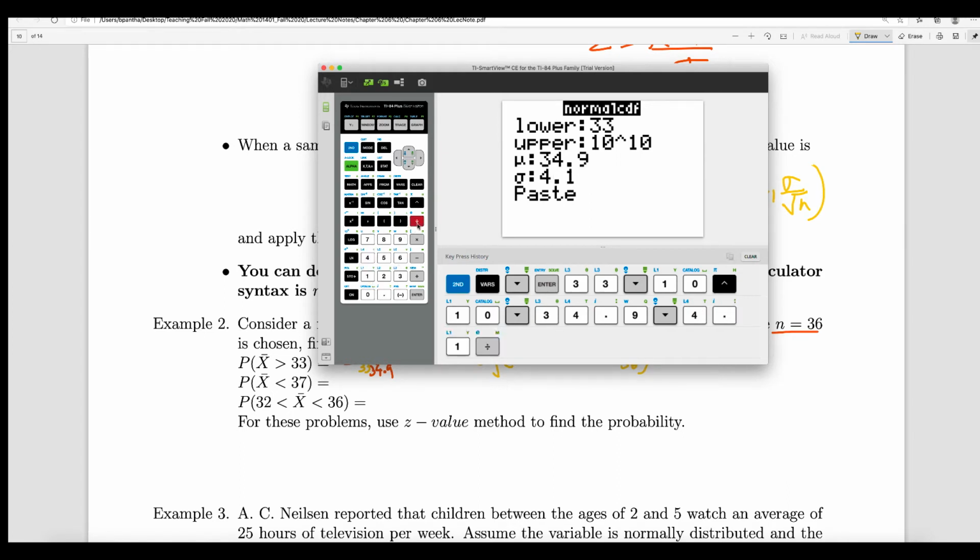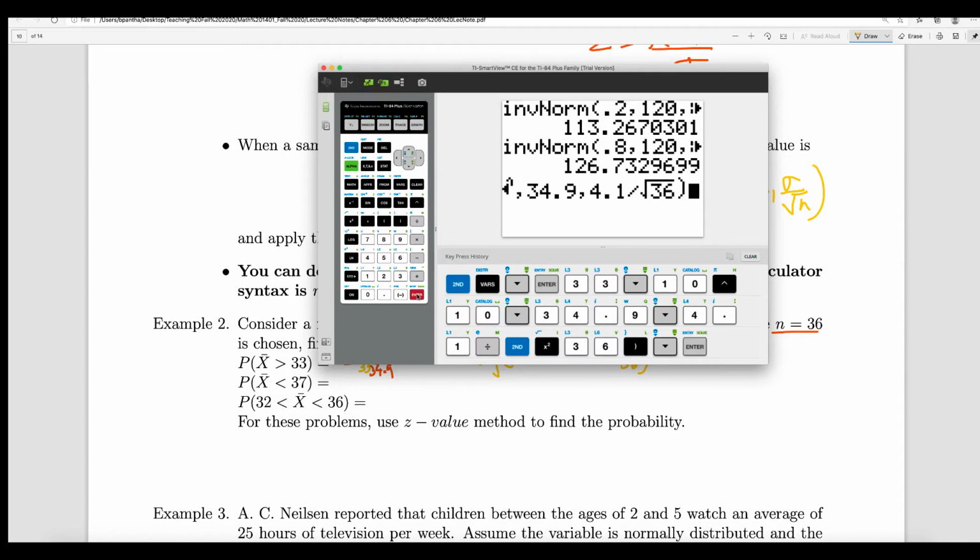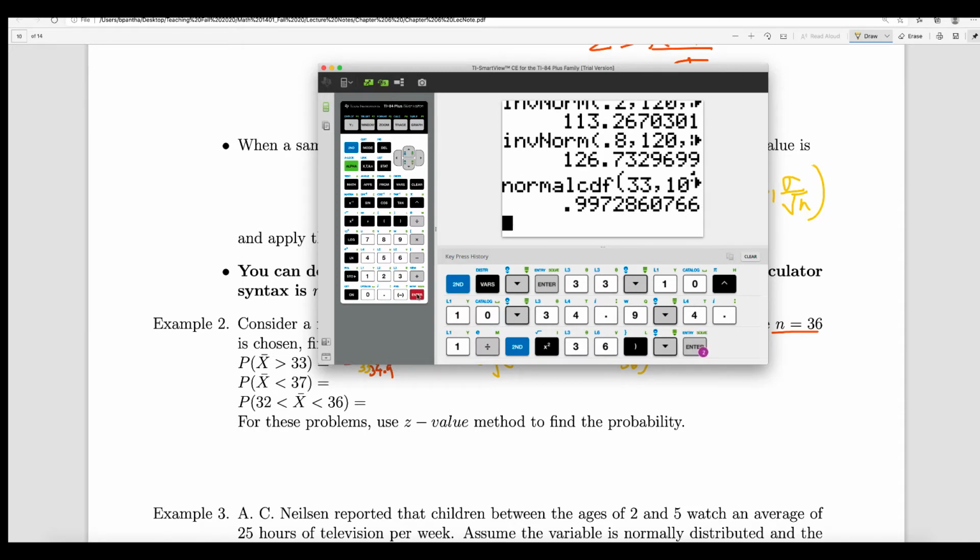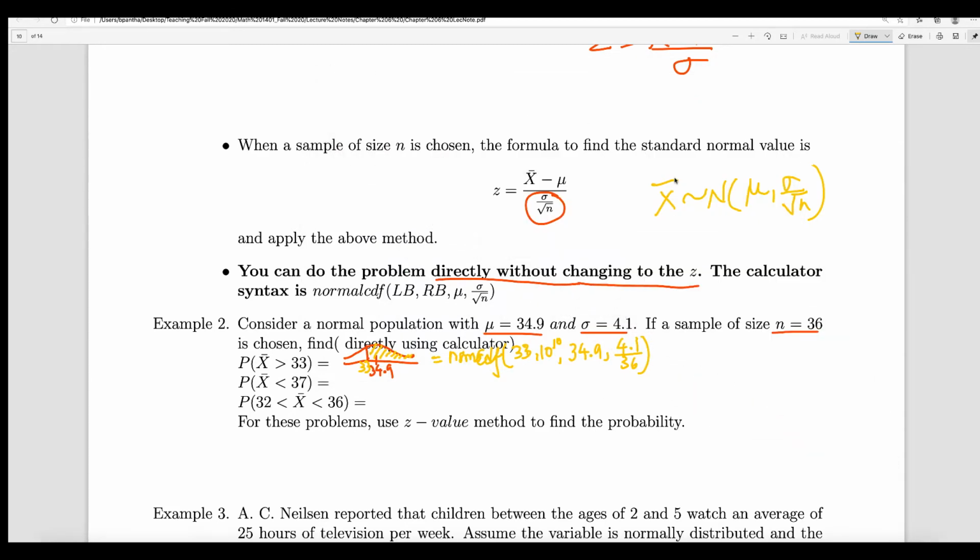4.1 divided by root n, that will be second, and then where is root? Second and x square will give you root, and then 36. That's what you will get. Now if you hit enter there, you will get 0.9972. That is about a 99% chance.